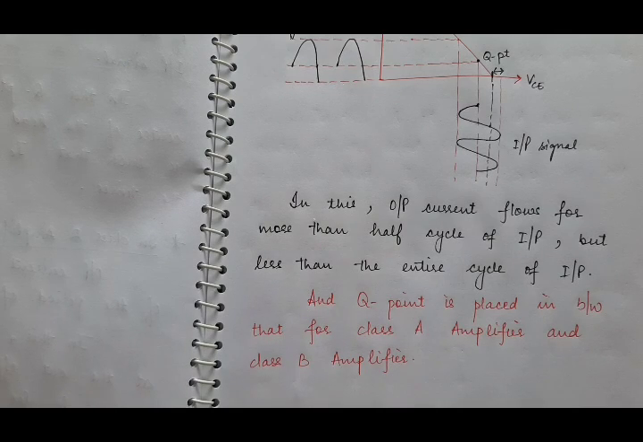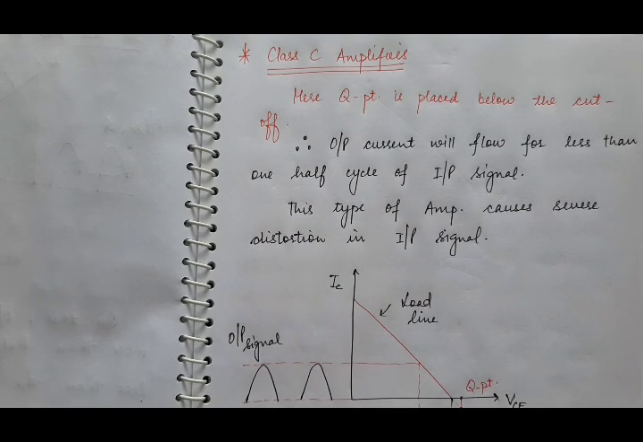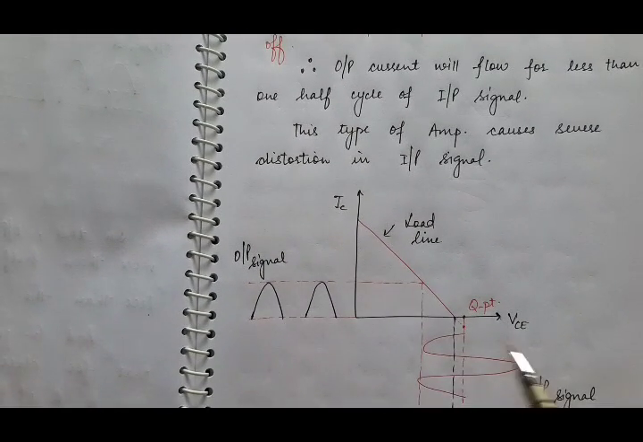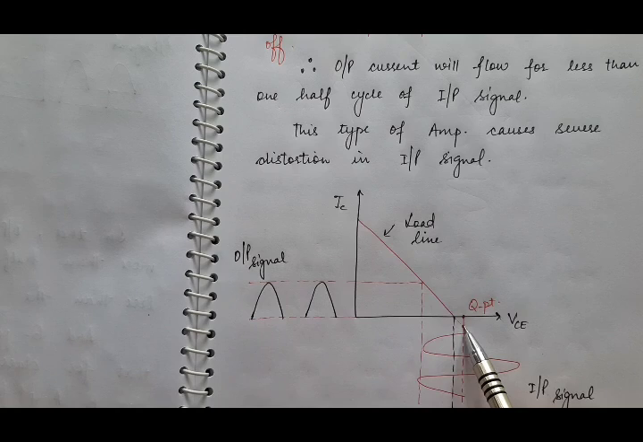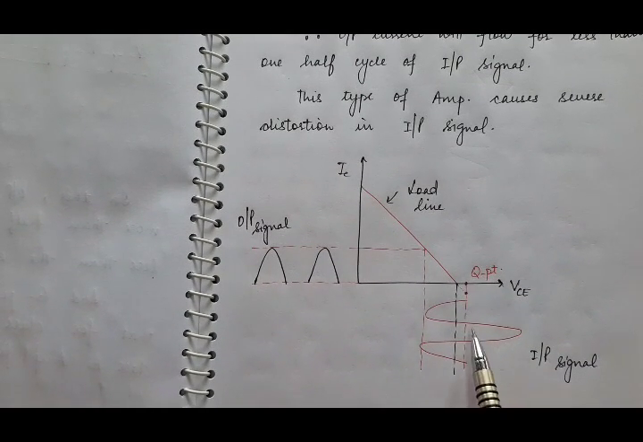And the last one is class C amplifiers. In case of class C amplifiers, the operating point or the Q point lies below cutoff. It lies here. So what will happen in this case? This is one half of the input signal. Because it lies below cutoff, it will not appear in the output side.